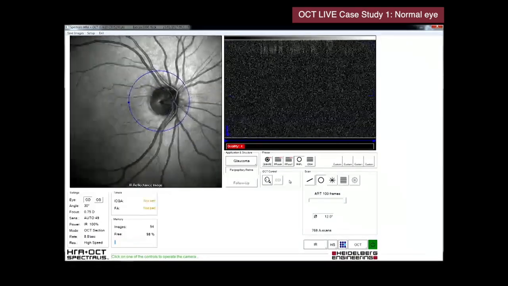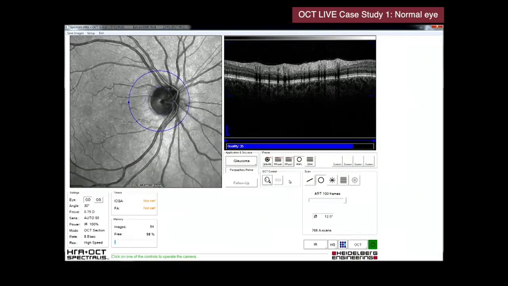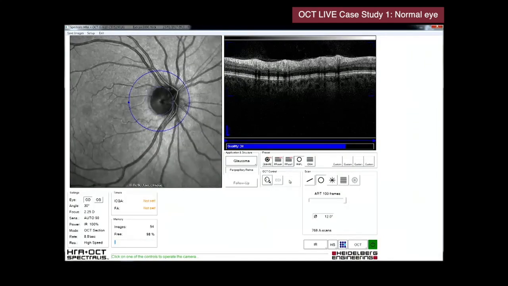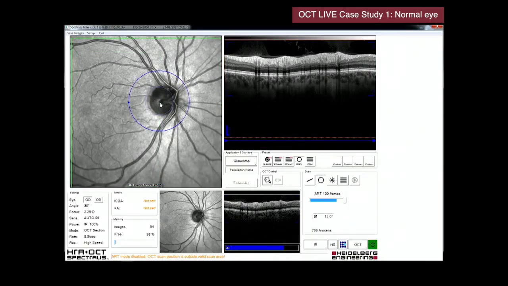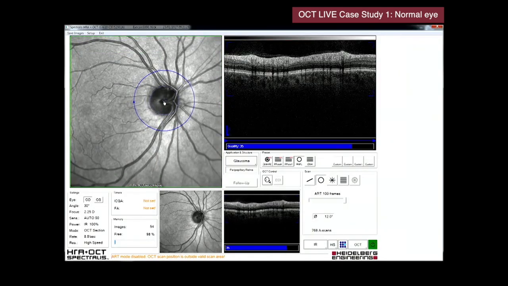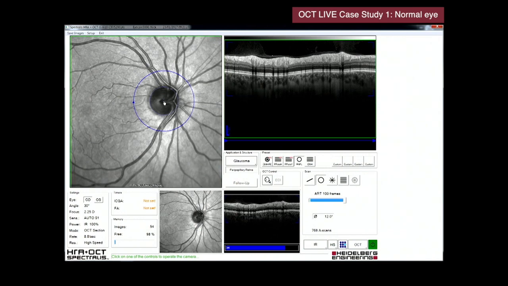And once again, what we're going to do is stabilize the image using an eye tracking system. The image becomes stable. We can then position the circle scan precisely over the optic nerve head on the static image, and then we're requiring 100 frames in the same location.